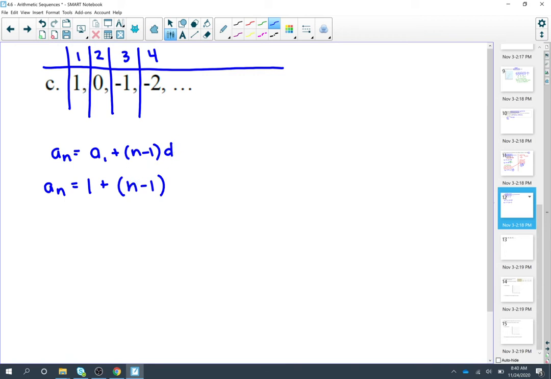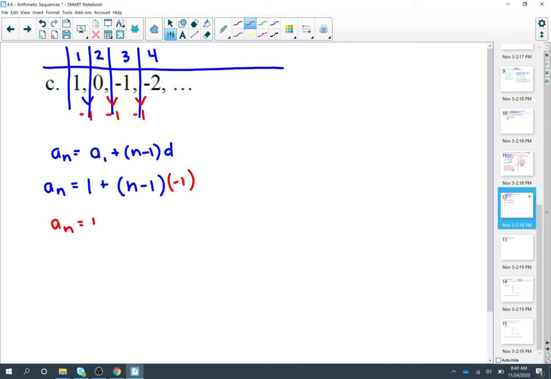D. Well, d is, how do you get from 1 to 0? You subtract 1. 0 to negative 1, subtract 1. Negative 1 to negative 2, subtract 1. So d is negative 1, but keep in mind you're multiplying. So I want to see the parentheses. Put the parentheses. Clean this up.